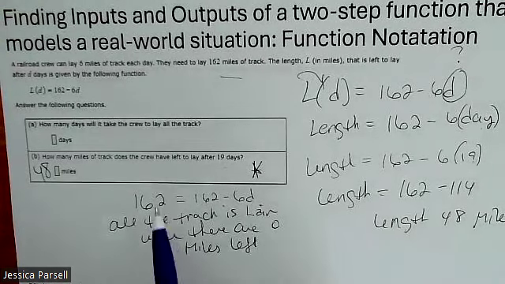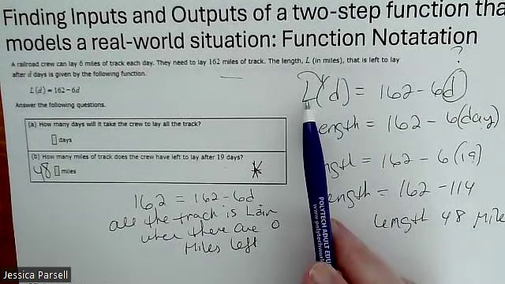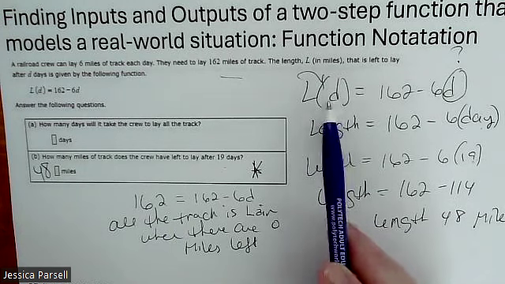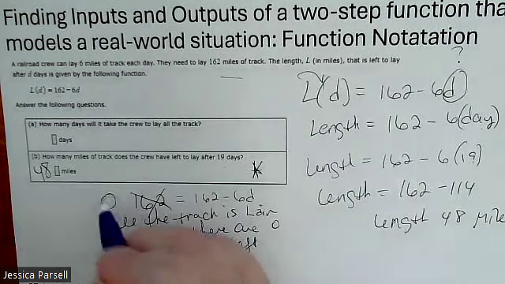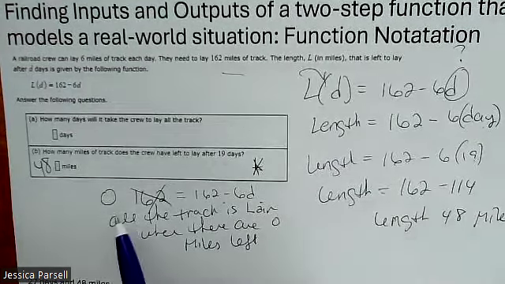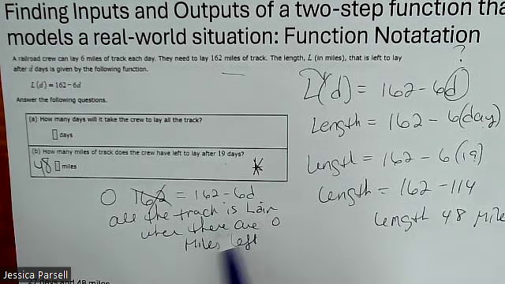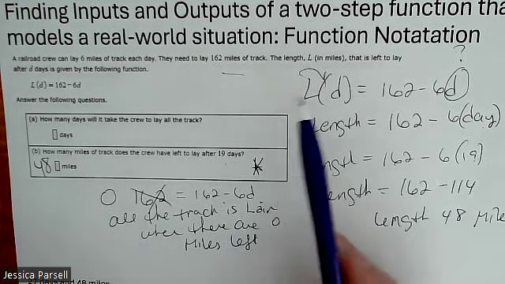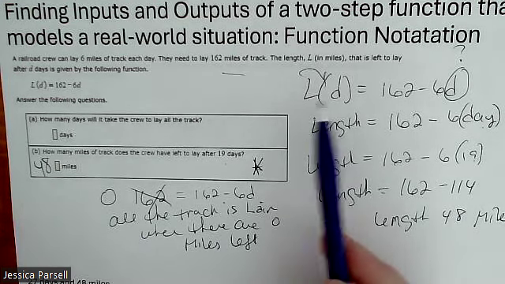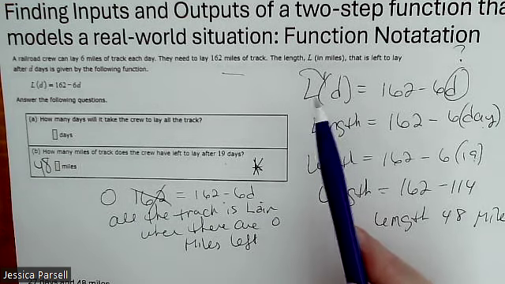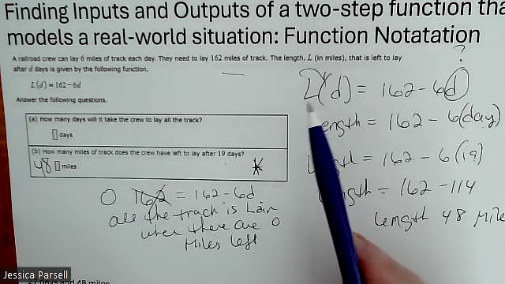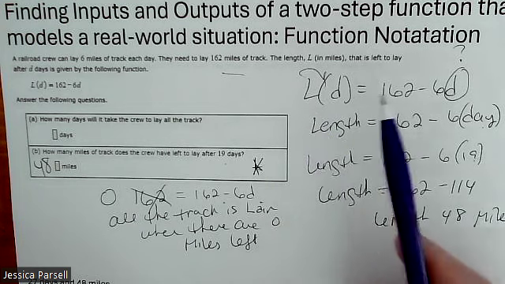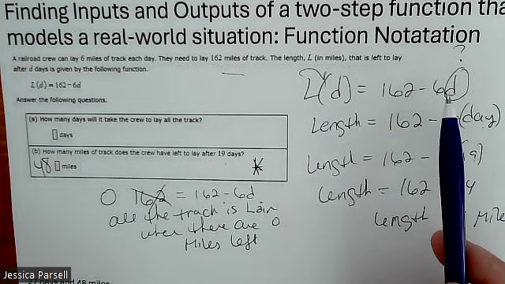Okay, so actually the length, L times D, it should actually be 0. Let's think about this for a minute. Why is that? Because all the track would be laid when there are 0 miles left. So I need to put 0 in for Y. When there's 0 miles of track left, then we need to know how many days that is going to take.